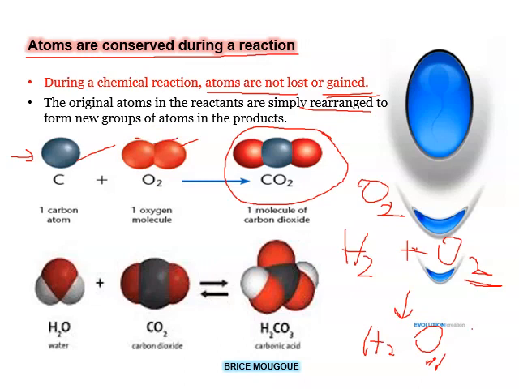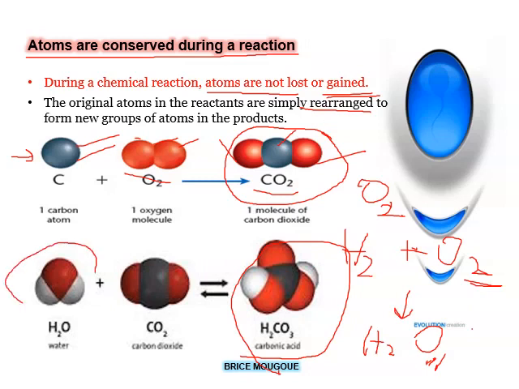And what do we have at the end of the day? We still have 1 atom of carbon, just like at first, and 2 atoms of oxygen, just like we had before, to give us carbon dioxide. The same goes here in the formation of carbonic acid. We have 1 molecule of water. This time I'm looking at molecules. 1 molecule of water, and we have 1 molecule of carbon dioxide here. They are reacting to form carbonic acid.